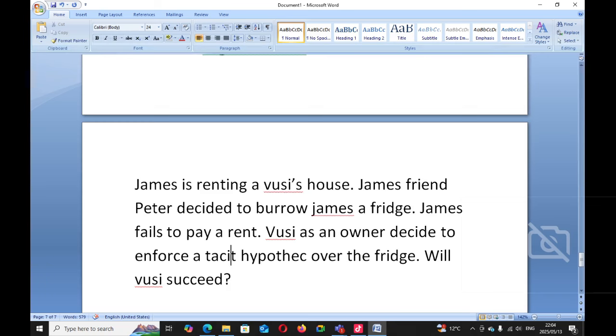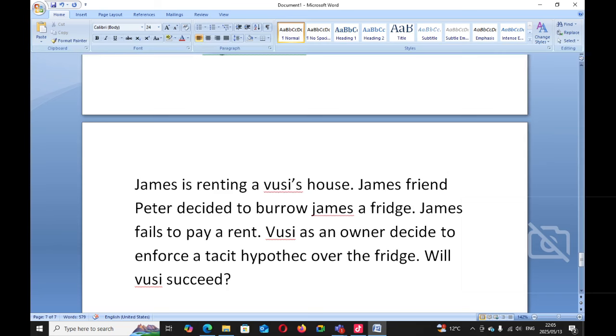I think that Vusi, as the owner, can succeed in enforcing a tacit hypothec over the fridge, since James does not even know that the fridge belongs to Peter. To who? To James, to Peter or James. It's there for enjoyment and use indefinitely. We don't know how long the fridge is borrowed. So basically Peter is using the fridge indefinitely. That's why the landlord can enforce the tacit hypothec.